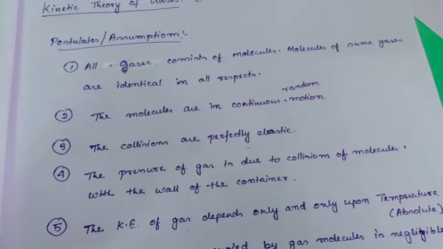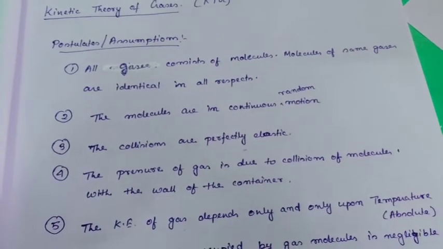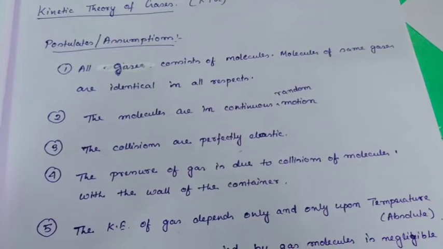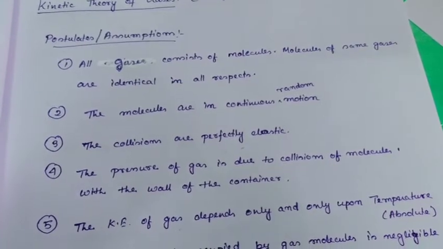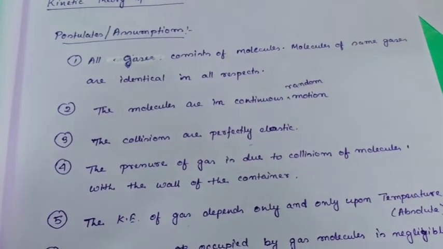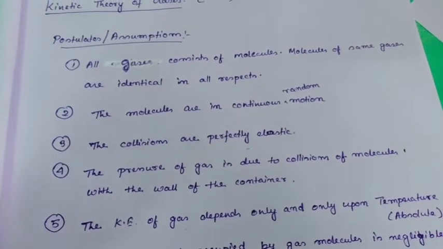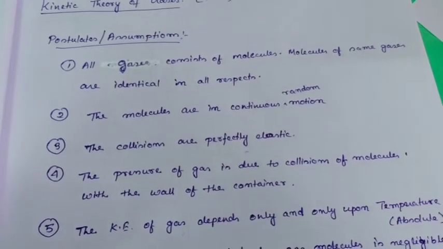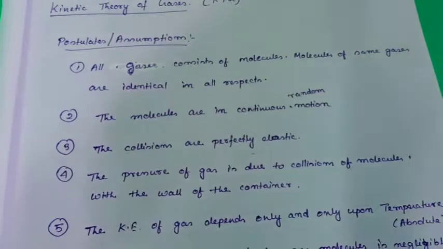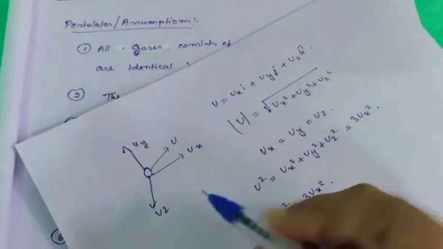Now, there are some assumptions of the kinetic theory of gases. First, all gases consist of molecules, and molecules of the same gas are identical in all respects. Second, the molecules are in continuous random motion, I mean the molecules move in straight lines.